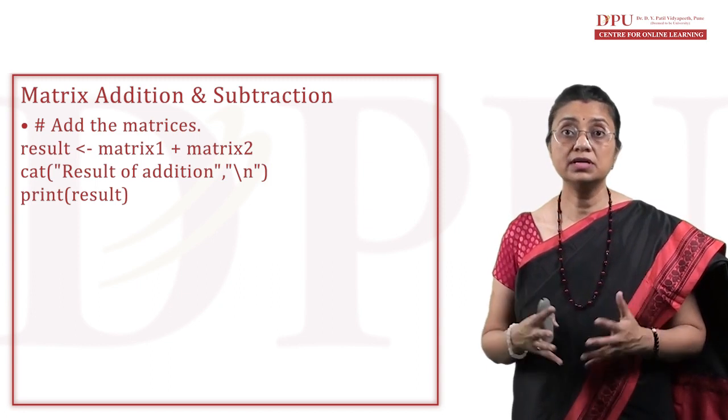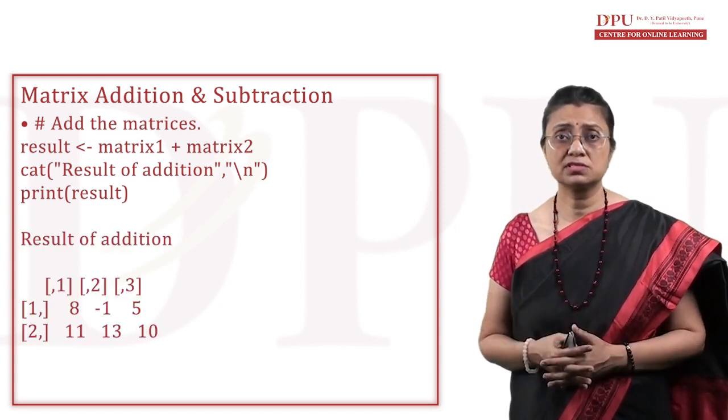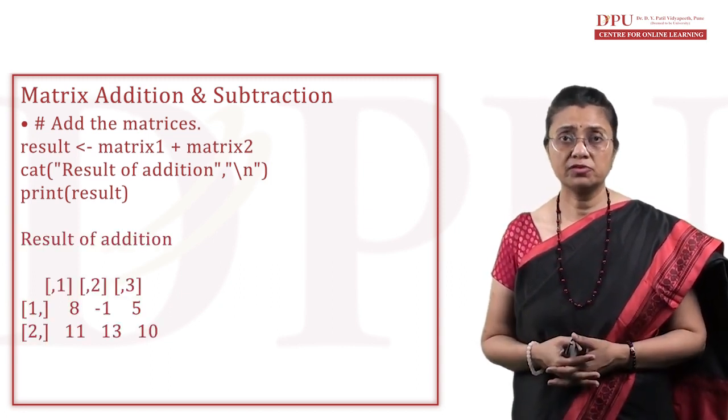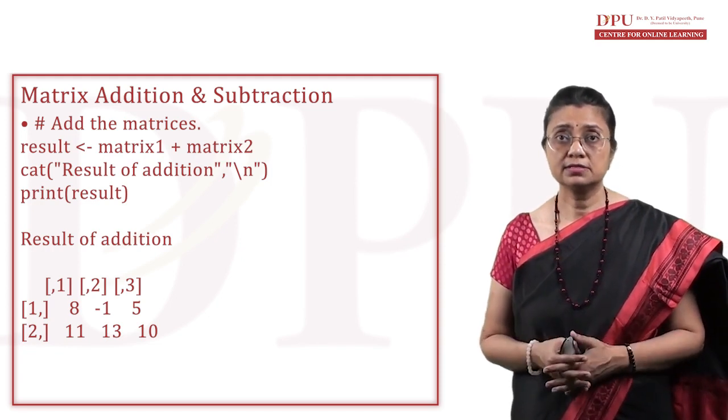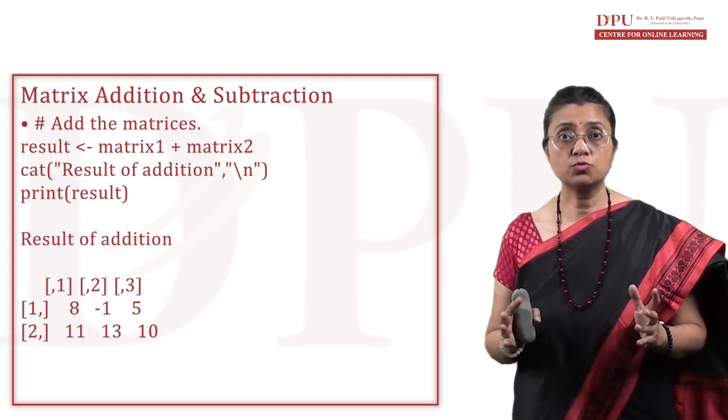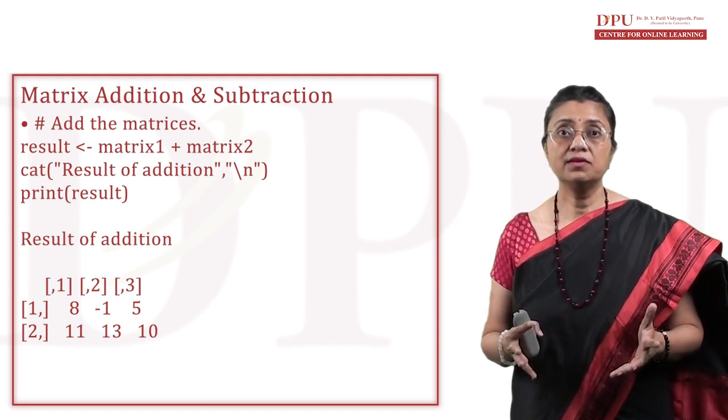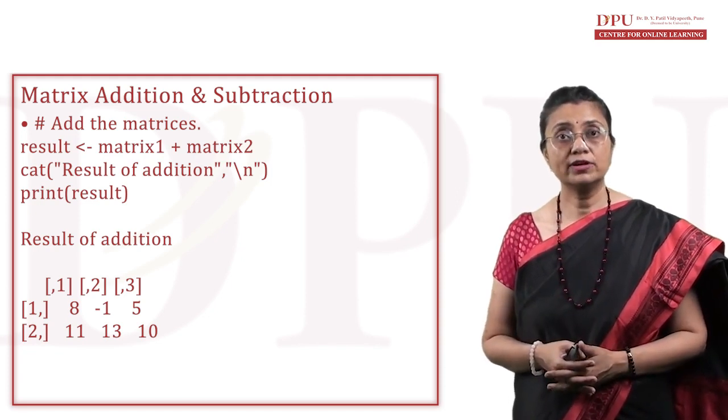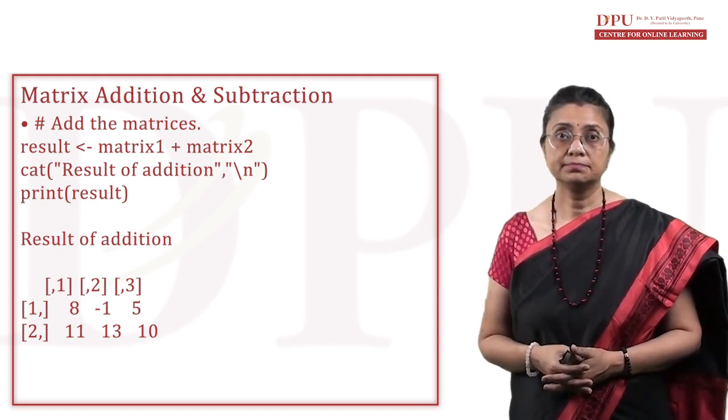So you can see how easy it becomes to add two matrices, where there is no need to keep track of the index. The only criterion is that the two matrices have to be of the same size. And then we print cat, result of addition, and we print result.